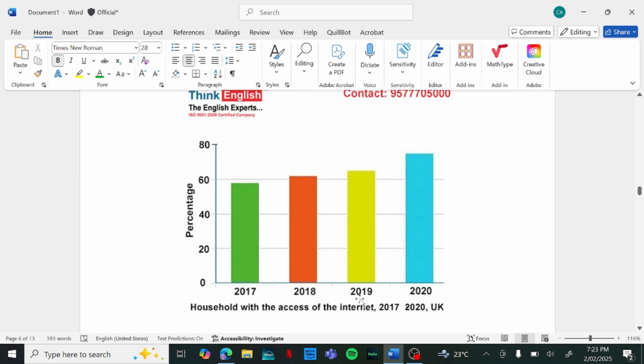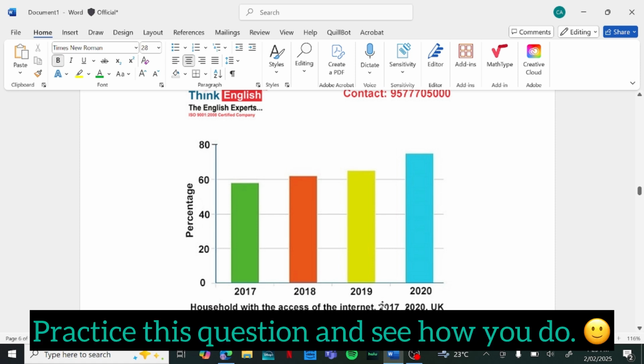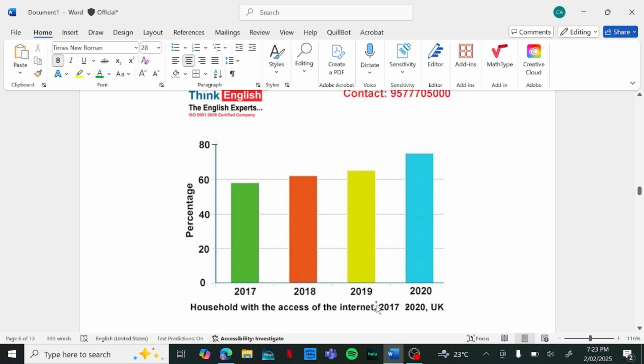Hey Siri, please set a timer for 40 seconds. 40 seconds, counting down. The image shows a bar chart representing the percentage of households with access to internet in the UK between the years 2017 to 2020. In 2017, it can be seen that over 40% of households had access to the internet, which is the lowest percentage in the image, compared to the percentage of over 70% in the year 2020.